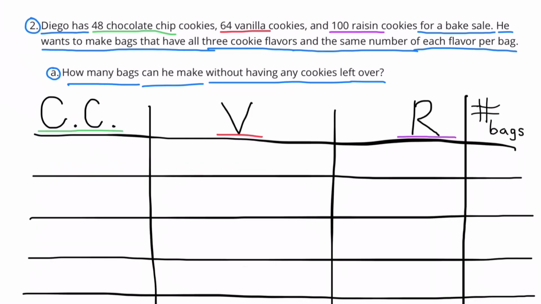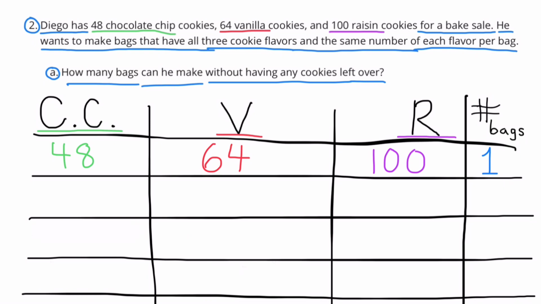I made a table with the number of bags on the far right-hand column, the number of chocolate chip cookies on the left, the number of vanilla cookies in the middle, and the number of raisin cookies to the right of the vanilla cookies. The information that they gave us said that there were 48 chocolate chip cookies, 64 vanilla cookies, and 100 raisin cookies.